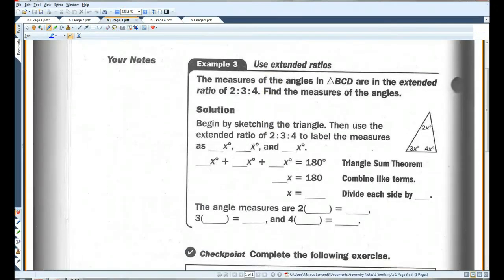The measures of the angles, excuse me, in triangle BCD are in the extended ratio of 2, 3, 4. Find the measures of the angles. So basically, whatever these angles are, we don't know what they are, but we know that if you were to put them in ratio form and simplify, you would get 2, 3, 4. So we can represent them by 2x, 3x, and 4x.